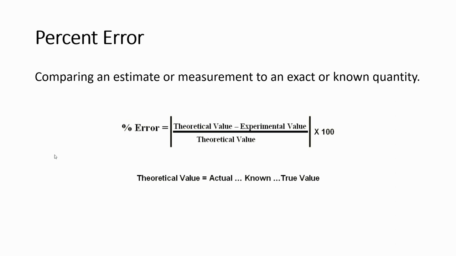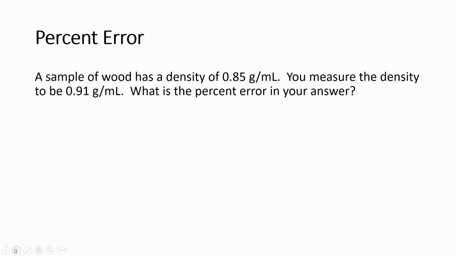It says percent error is equal to the absolute value of the theoretical value, also known again as the true value, or the published value, or the accepted value, or the known value. Any of those are synonyms, minus the experimental value, what we measured, over that theoretical value, and multiplied by 100 to turn it into a percentage. Let's see if we can put it into practice.